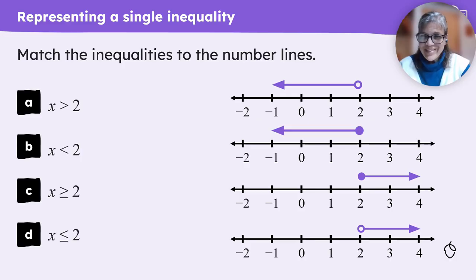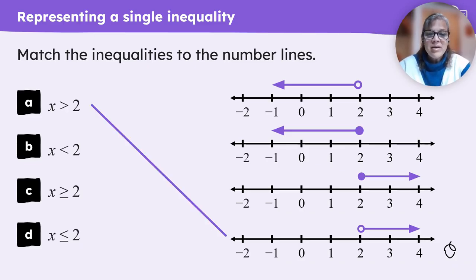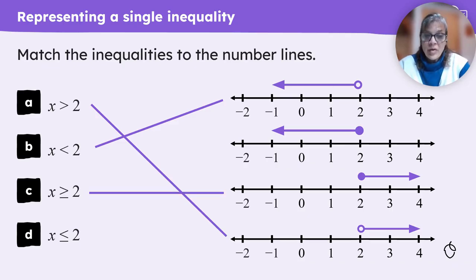Now it's your turn. Take a look at these A, B, C, D and decide which one you would match them to in the number lines. Maybe you can come up to the screen and show. Pause the video until you've tried it. Okay, welcome back. Hopefully you connected them to these number lines. That's greater than 2, less than 2, and if it's equal to or greater than 2, or equal to or less than 2, we have these options.